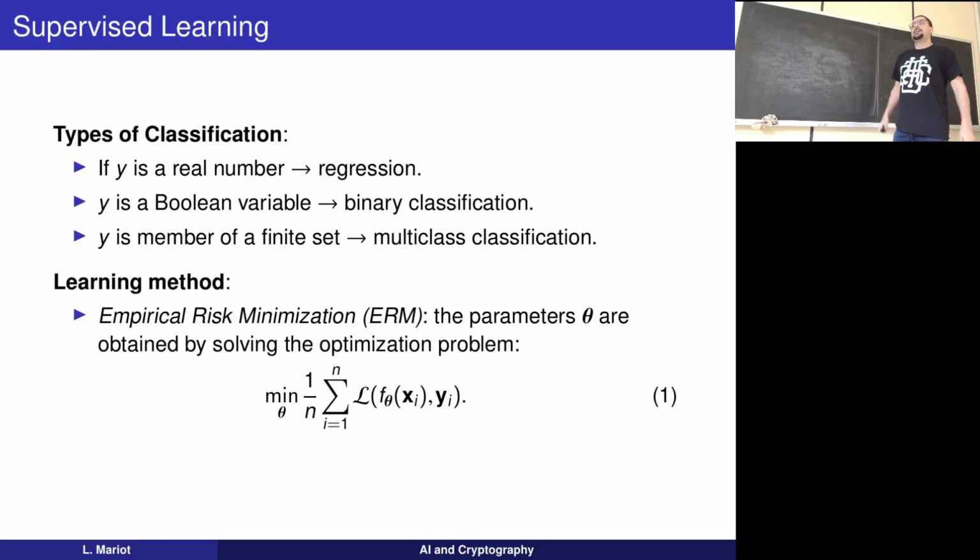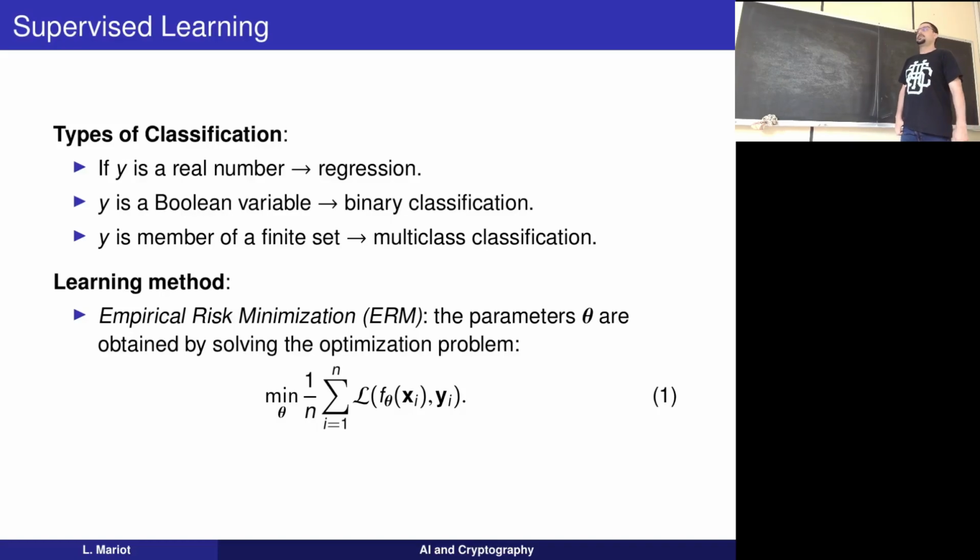In supervised learning, we can have different types of problems depending on the type of label. If y is a real number, then we have what is usually called regression. If it is a Boolean variable, it's binary classification: either some input belongs to some concept or it doesn't. So it is basically concept learning, in the sense of learning a particular subset from the space of instances. And if y is a member of a finite set, then we talk about multi-class classification, for example if we want to classify animals with respect to their species or whatever.